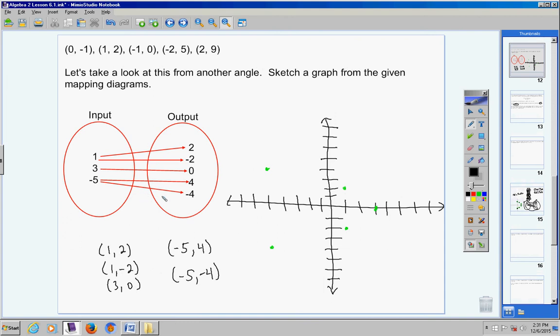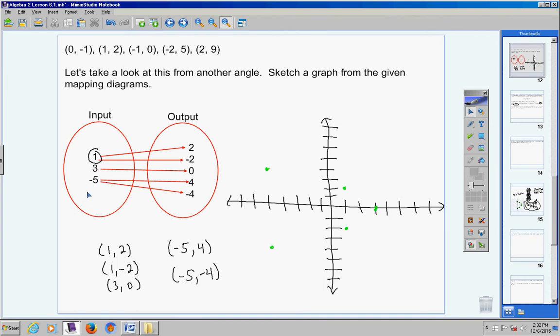Does this represent a function? Right here. Well, no, because look, right away you see 1 has how many outputs? 2. 3 only has 1 output, it has 1 arrow coming off of it. Negative 5 has 2 arrows coming off of it. Negative 5 has 2 outputs.